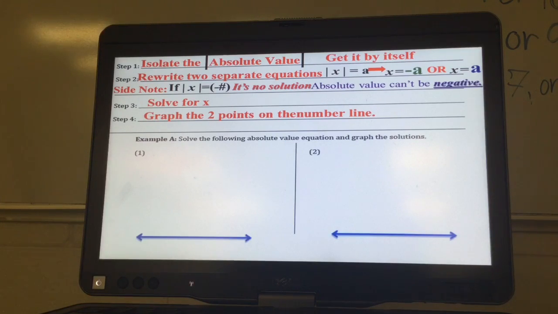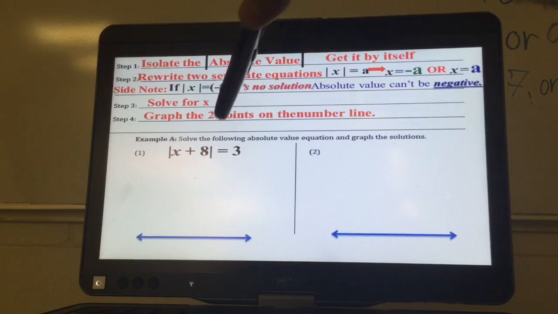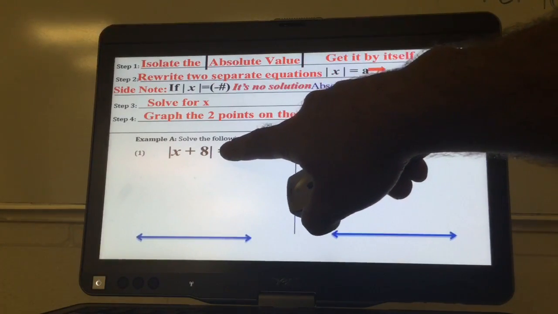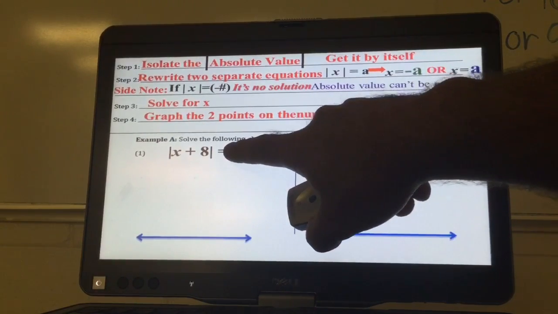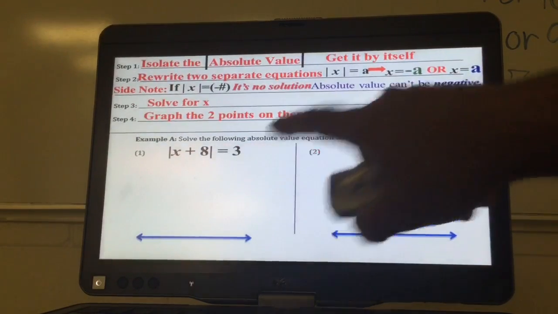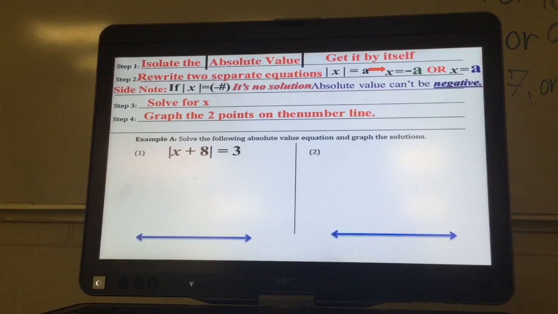Now for number 1, we have the absolute value of x plus 8 equals 3. Step 1 is to isolate the absolute value. This is already isolated, meaning if I cover up the equals 3, you can see that there's nothing outside of the absolute value. So step 1 is already done.